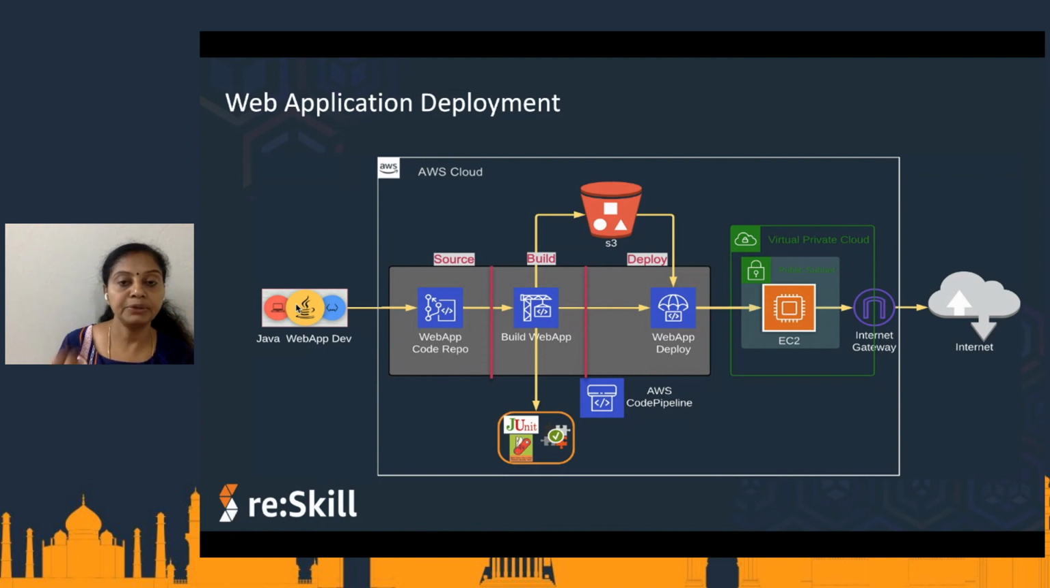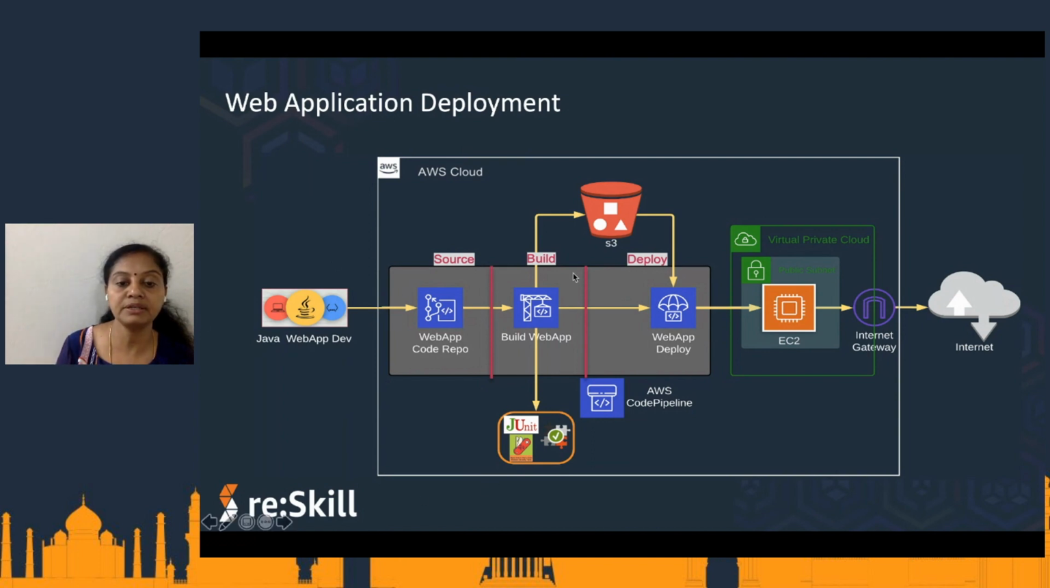The code is committed into the CodeCommit repository. In this source stage, we're going to check out the code. And in the build stage, using AWS CodeBuild, the source code is compiled, an artifact is generated and stored in the S3 bucket. So as part of CodeDeploy, this artifact is pulled and then deployed into the existing EC2 instance. So our pipeline here is a 3-stage pipeline with one action in each of the 3 stages.